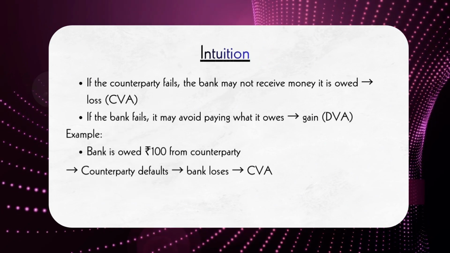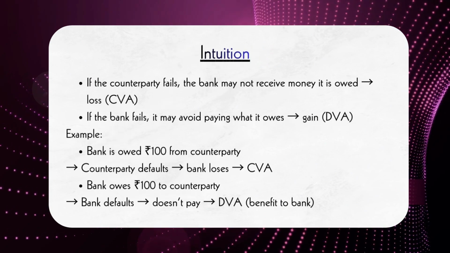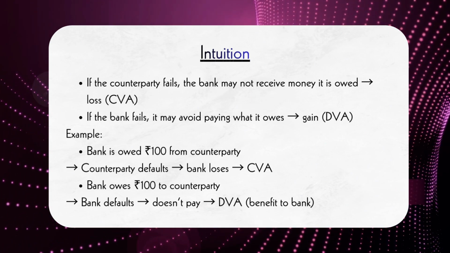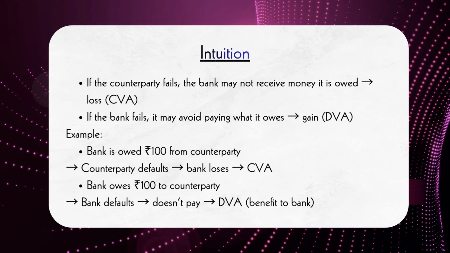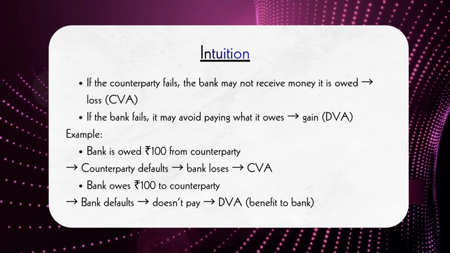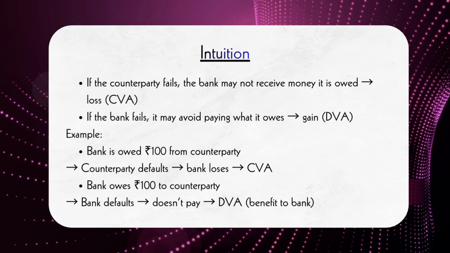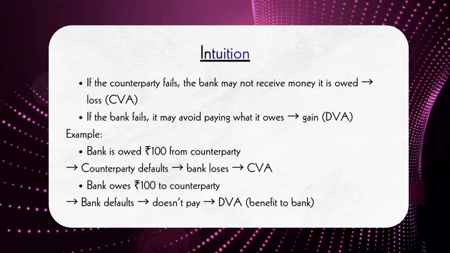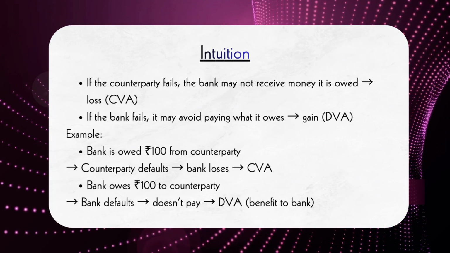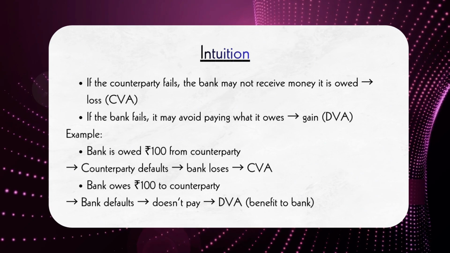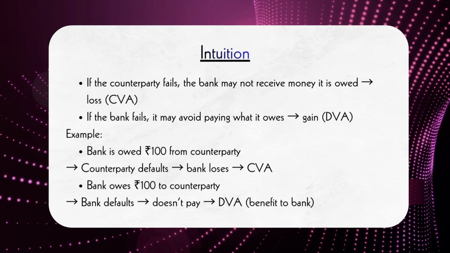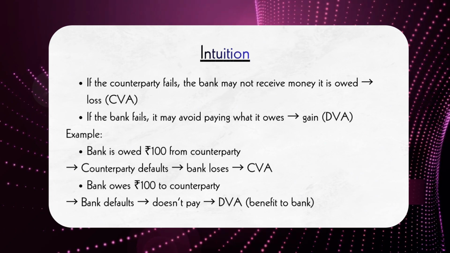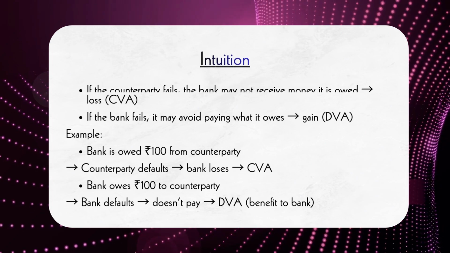Let's understand this with a simple example. Suppose a bank is expected to receive 100 rupees from a counterparty in the future. If the counterparty defaults, the bank may recover only part of that amount, say 40 rupees. This means the bank loses 60 rupees. The expected value of such losses, adjusted for probability and time, is the CVA. Now consider the reverse. If the bank owes 100 rupees to the counterparty and the bank defaults, it may not repay the full amount. This creates a gain for the bank, which is captured as DVA.